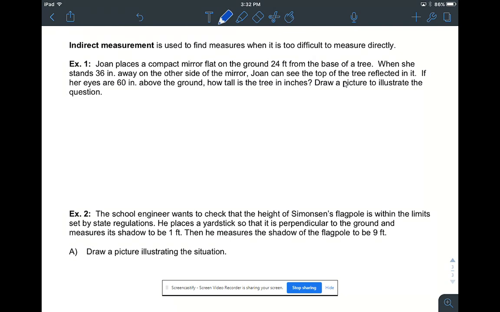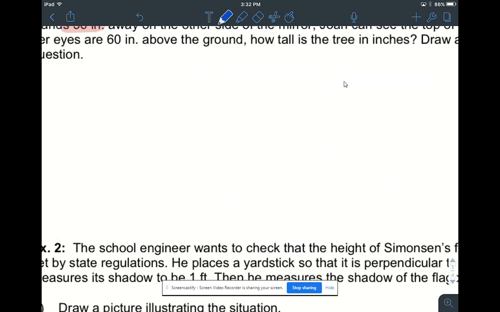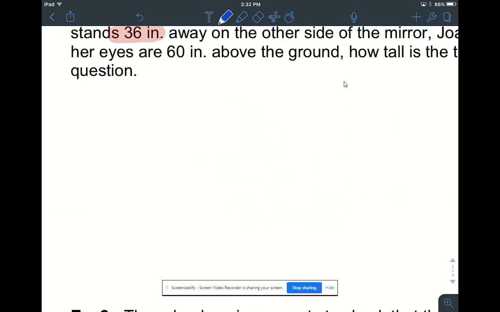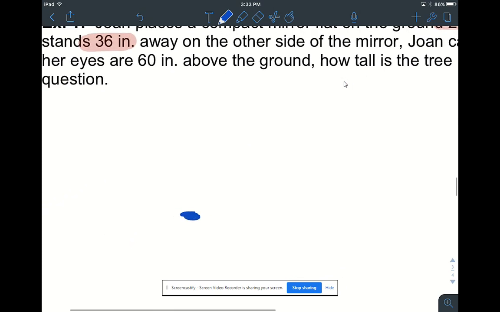Joan places a compact mirror on the ground 24 feet from the base of a tree when she stands 36 inches away from the other side of the mirror. So I'm going to draw that really quick first. So she puts like a compact mirror. If you don't know what a compact mirror is, it's a mirror that opens up, kind of lays flat. So that's 24 feet.